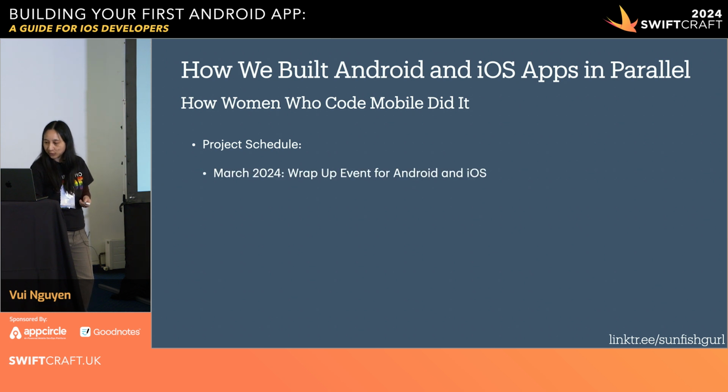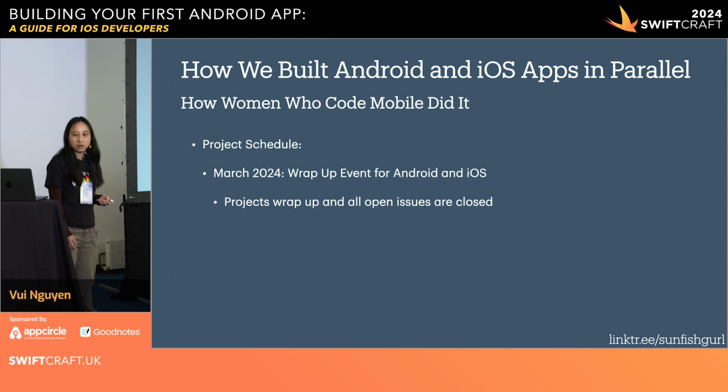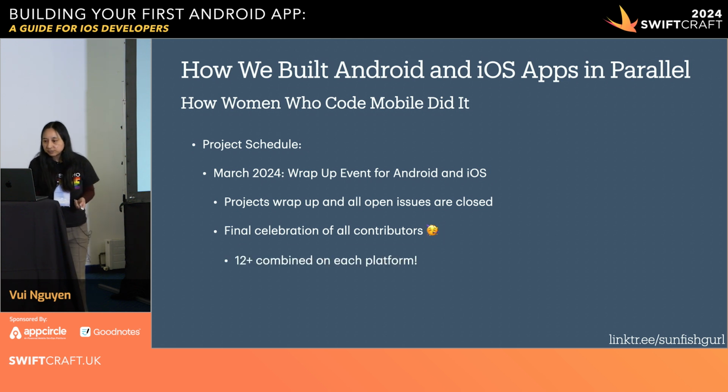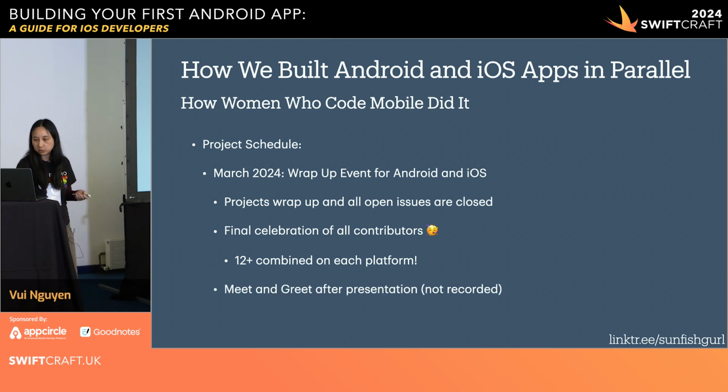Other things going on at the wrap-up event. Since the projects wrapped up, after the wrap-up event, we closed all open issues, just so we had a clean slate after that. We had a final celebration of all the contributors, thanking them for their work. And yeah, we had 12 plus contributors combined on each platform, so a lot of community engagement. This was a pretty big deal because for Women Code Mobile, we had a lot of different events, speaker talks and so forth, but the open source projects was the most community engagement we've had out of all the things we've ever hosted. So this was a pretty big deal to have so many contributors.